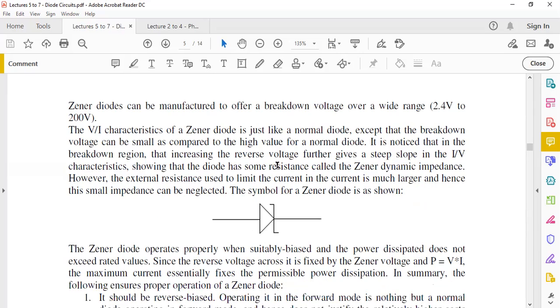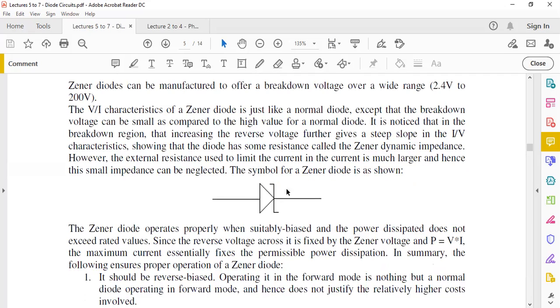So if you read through that, we said the VI characteristic of a Zener diode is very similar to a normal diode, except that the breakdown voltage can be small and the Zener diode can operate in that region, whereas a normal diode will just blow off. So this is the symbol that you have for a Zener diode. Exactly like a normal diode, except that now you have these two bars there showing a Z.